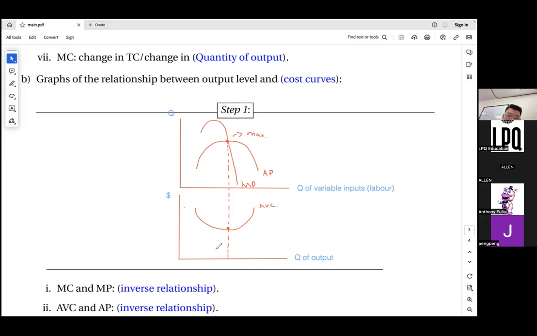If MP looks like this, then how does your MC look? Your MC looks like a Nike logo, right? And if this is the peak of AP, this one is the minimum point of AVC.